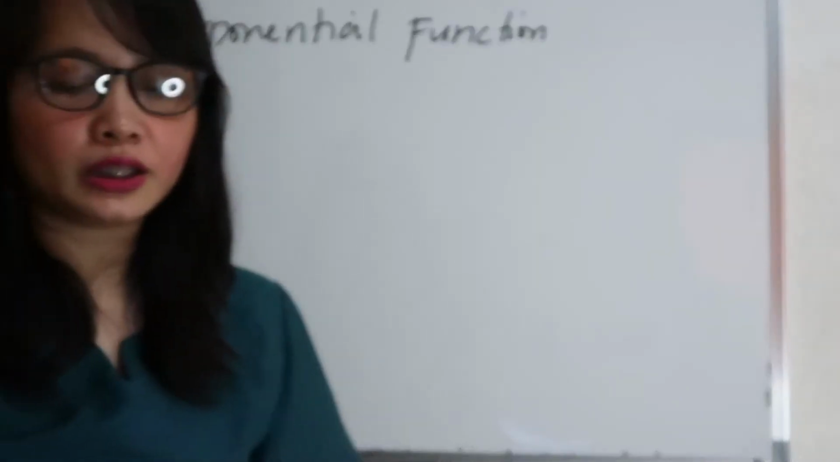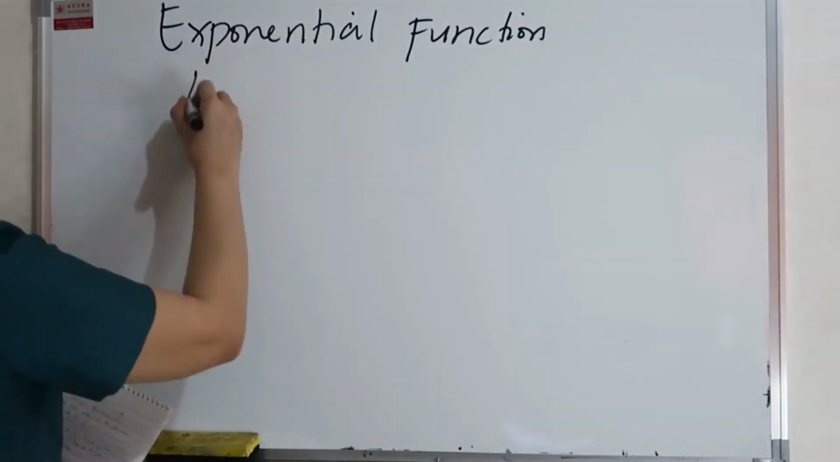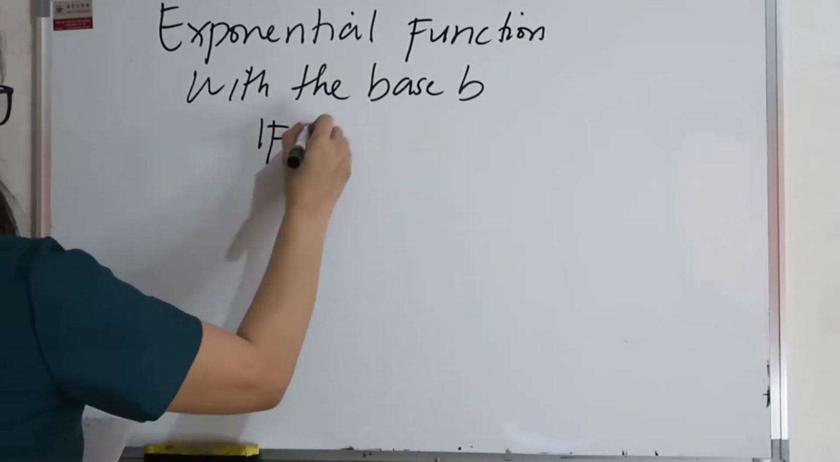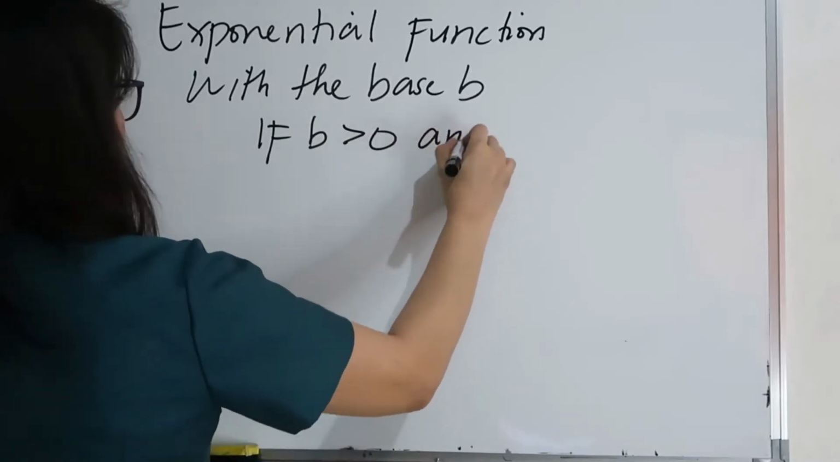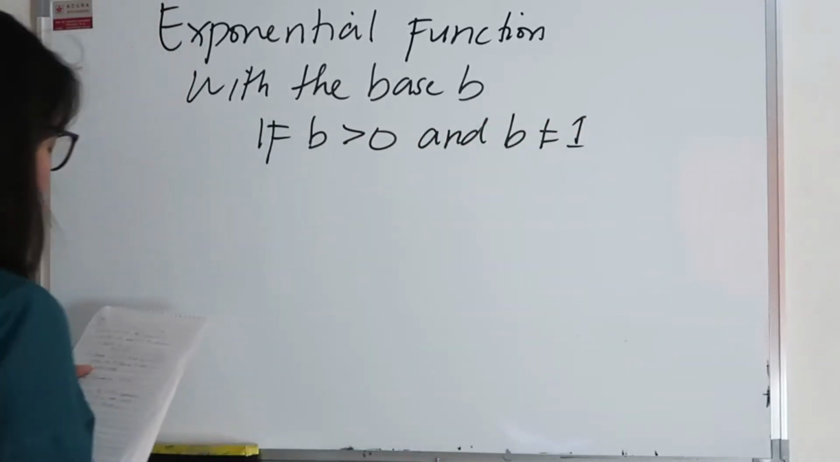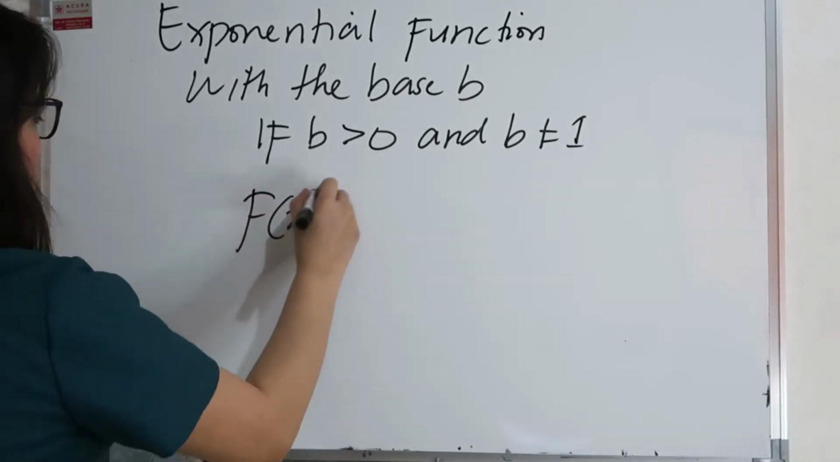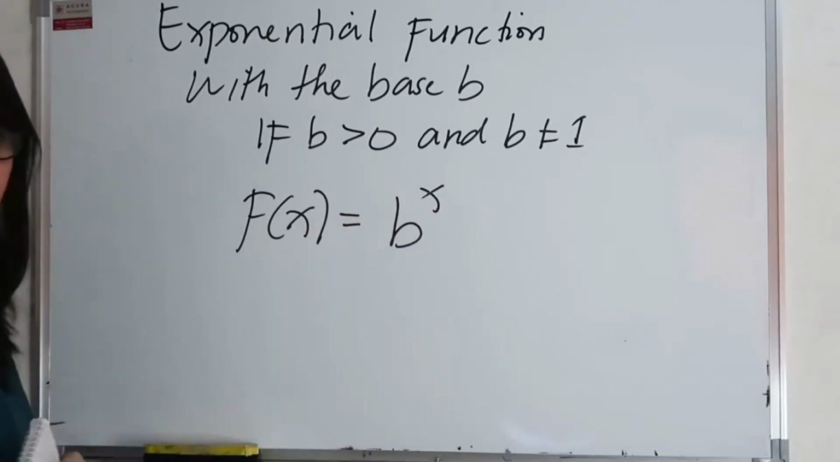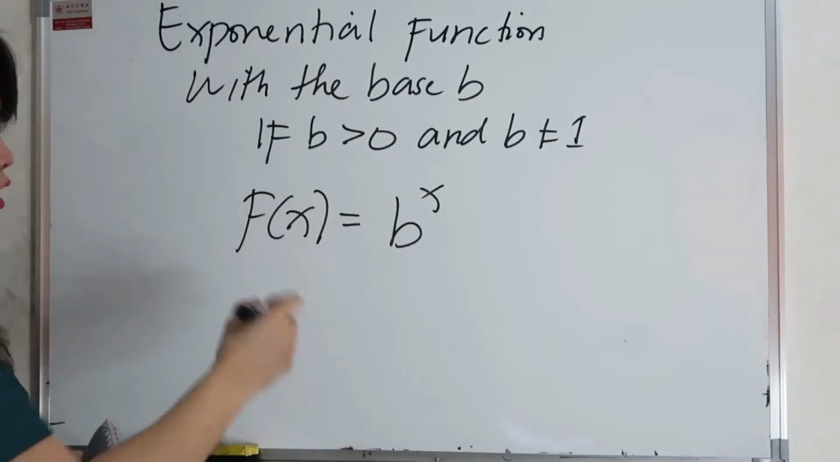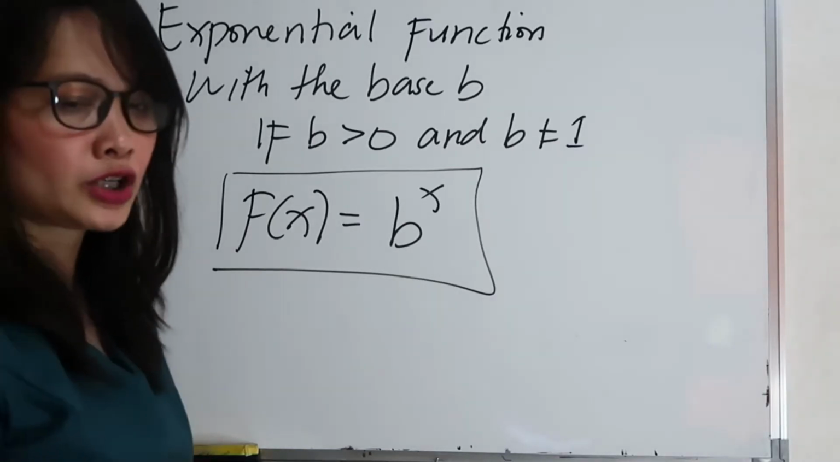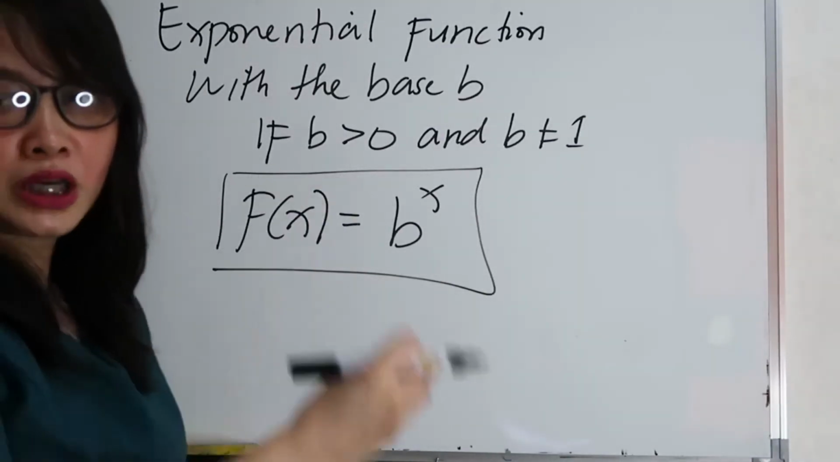So when we say exponential function with a base b, b is greater than 0 and b is not equal to 1. The exponential function is defined as f of x equals b raised to x. So that is the exponential function, with a base b, if b is greater than 0 and b is not equal to 1.